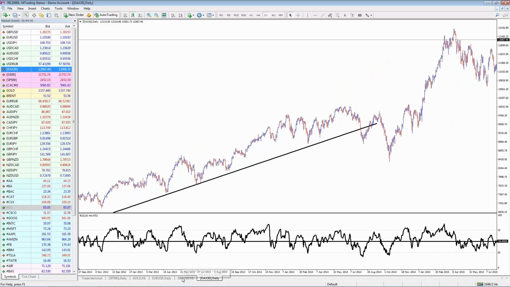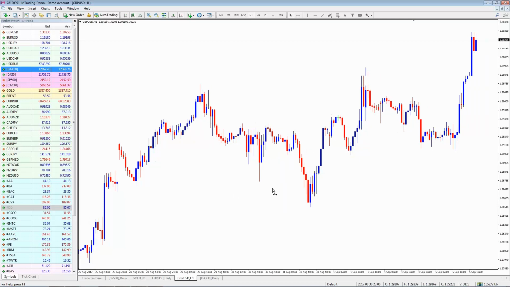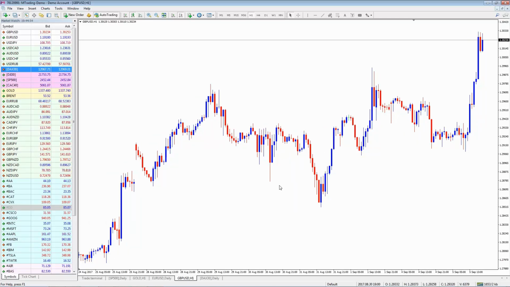Okay, so let's go to another chart, guys. Let's go to cable. So we're on cable. We've just seen DAX. We've seen the German 30. We're now on the cable chart. So we're looking at the FX market. Now we're going to look at another indicator. And this is mostly for ranging markets. Ideally, this should be used for ranging markets, which is the stochastics.